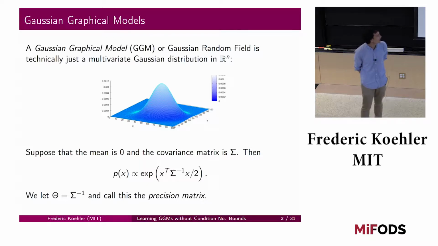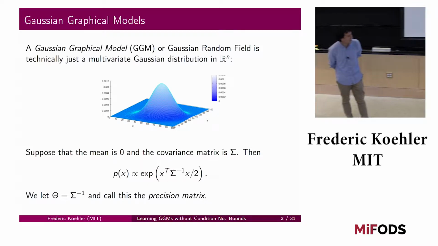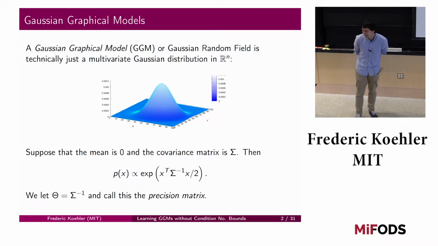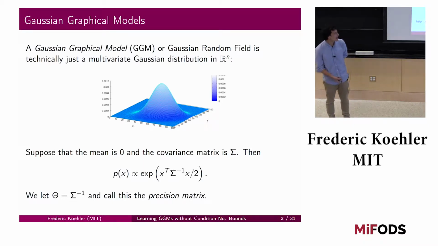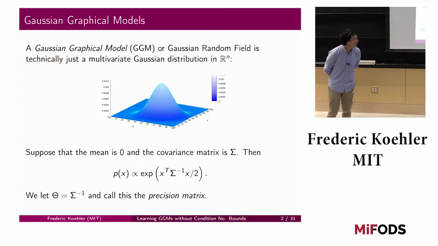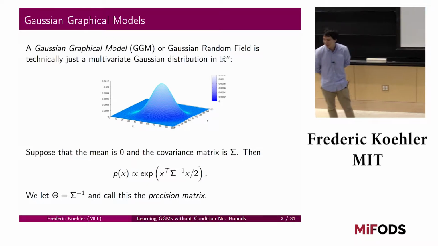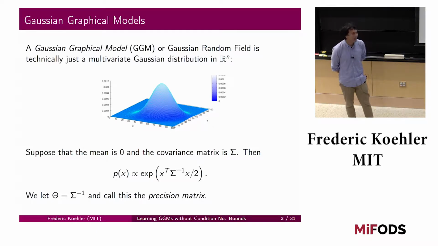It's just a Gaussian distribution. And so what's a Gaussian distribution? Well, I could just say that it's something where the density looks like e to a quadratic form. So it looks like e to the x transpose sigma inverse x over 2. And here sigma, right, is the covariance matrix. And because it's sigma inverse which shows up in the exponent, we let theta equal sigma inverse, and we call this the precision matrix.